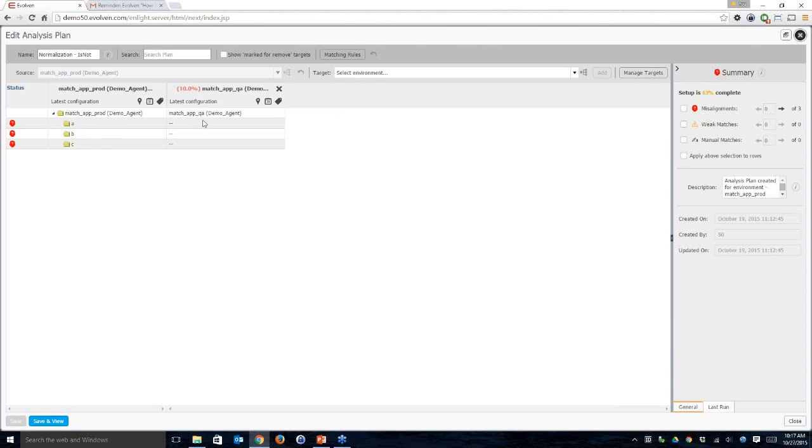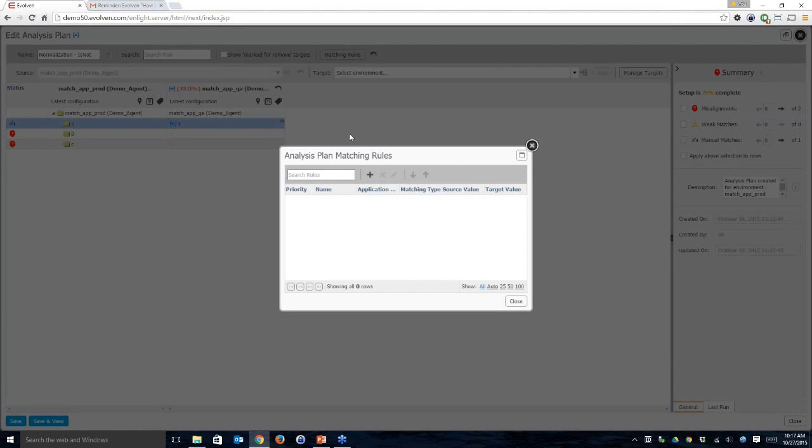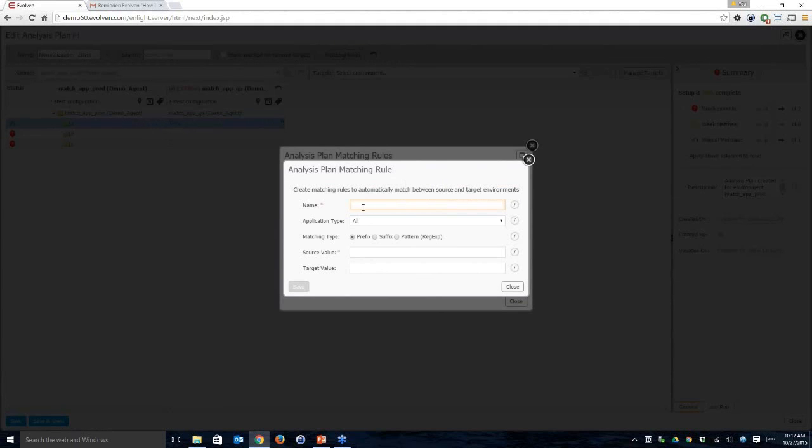Now we can handle this, and as I said, we can do this in one of two ways. One of the ways that we could do that would be by simply manually matching. So I could say, I'm telling it that A should be matched with X. The other thing that I could do is create a matching rule. If I click on the matching rule, you'll see all the matching rules that are there. Currently there are none, and I can go ahead and create a rule.